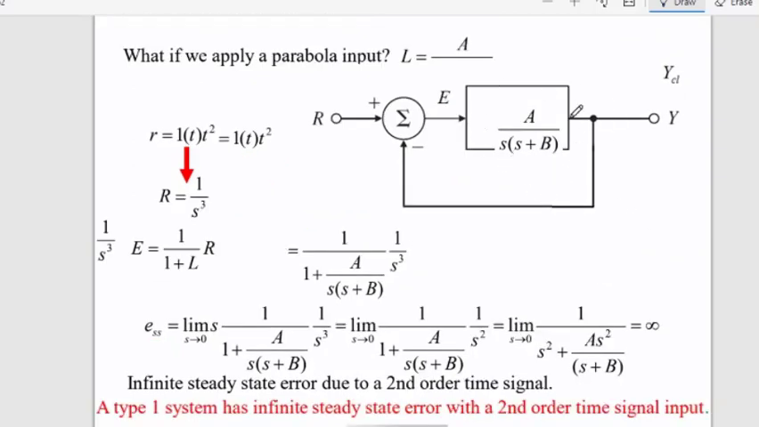Let's check the same type 1 system. Now we know that this is a type 1 system, right? We already determined this is type 1. Now we are checking this for a parabola input. We are applying a parabola of t square, and we want to see what we should expect. Since this input is of higher order than the type of the system, we must expect the steady state error will be infinity, and after computation we can see that it is infinity. So the conclusion from this is that a type 1 system has an infinite steady state error with a second order time input signal. This is what we must take out from the slide.